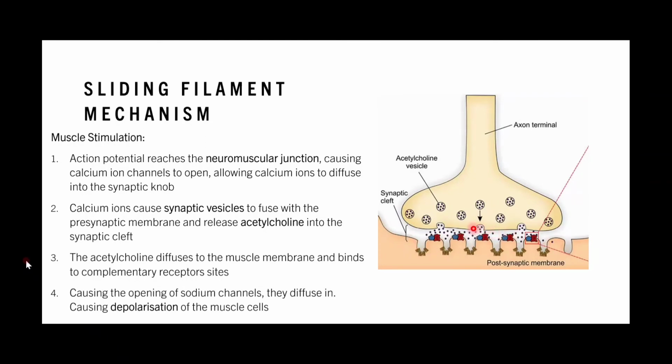And it is this binding which then causes the opening of sodium ion channels on our muscle membrane, causing sodium ions to diffuse into our muscle cells, causing depolarization of the muscle cells, because as our sodium ions travel into our muscle cells, they increase the potential of the membrane, because they are bringing more positive charge into the muscle cell.